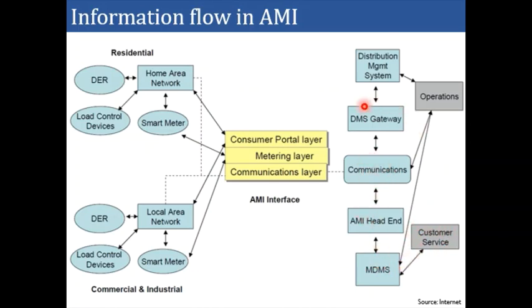This information can also be shared with the distribution management system gateway, and this gateway will share data with the distribution management system, so that the DMS can also know the total load of one particular area, and accordingly it can take action for any critical condition. Say if the load is going beyond a particular limit and load shedding is required, the DMS will invoke the load shedding application to shed the loads.